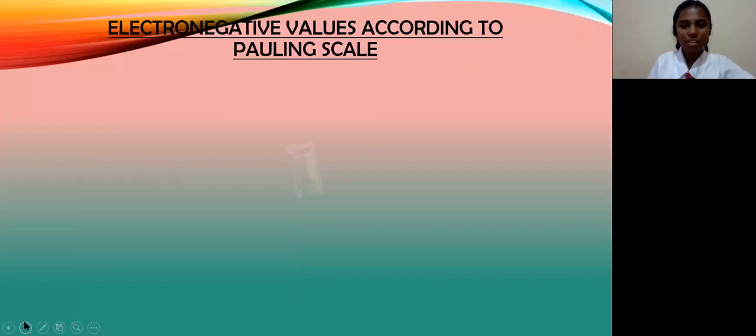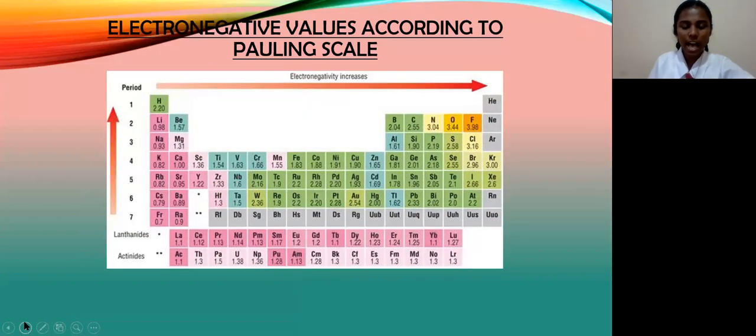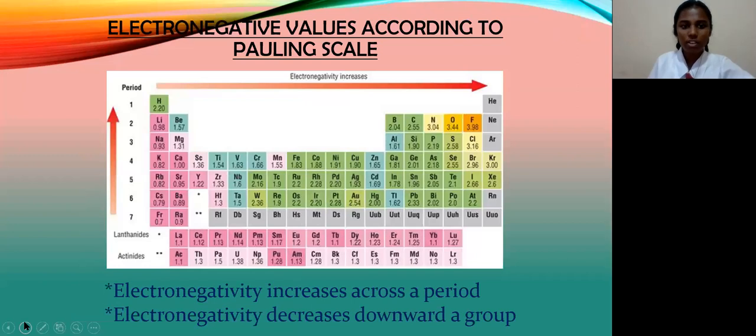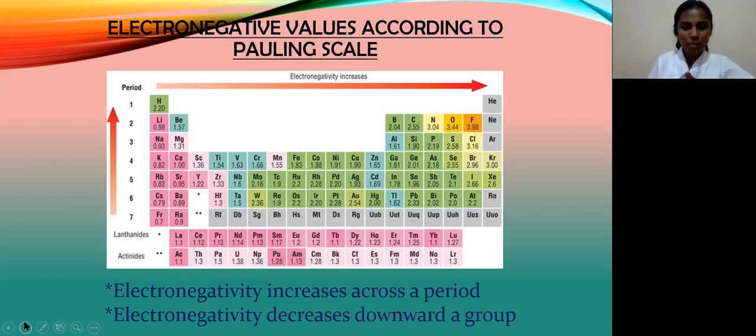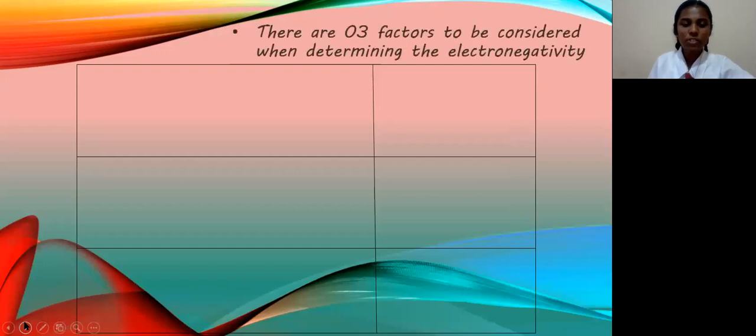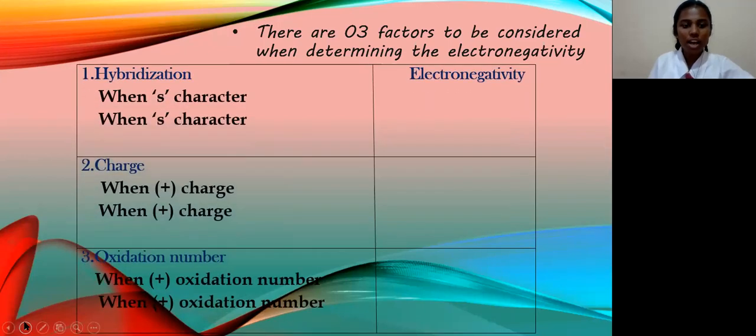Across the period from left to right, electronegativity increases as the nuclear charge increases, and downward the group, electronegativity decreases as the attraction between the nucleus and the last energy level decreases. Fluorine is the element which has the highest electronegativity value. There are three factors we should consider when we determine the electronegativity of an element. They are hybridization, charge, and the oxidation number.